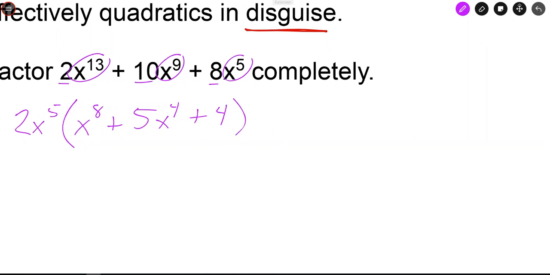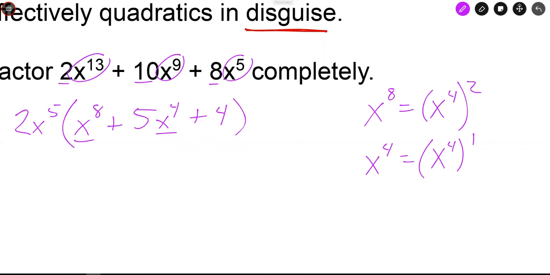this is technically a quadratic, the way it's going to function at least. It's not a second-degree polynomial, it's an 8th-degree polynomial. But if we think about these terms, x to the 8th, x to the 4th, using what we know about exponents, I can rewrite x to the 8th as just x to the 4th squared, and x to the 4th is effectively, well, this is a little bit redundant, but it's x to the 4th to the 1st power.